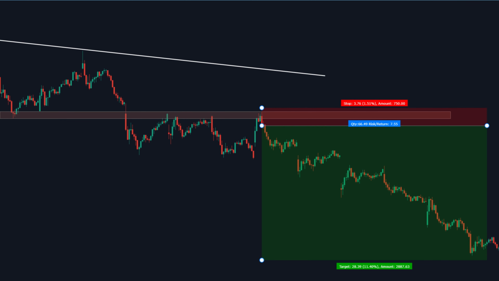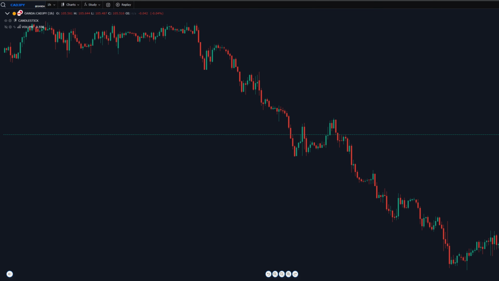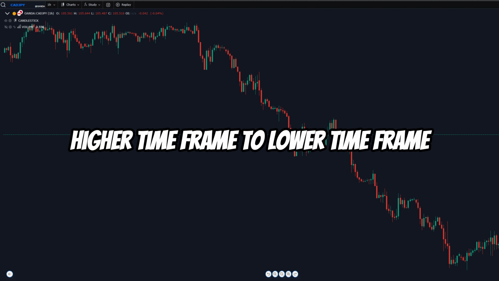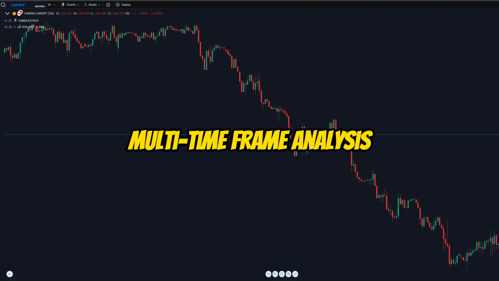In this case, the market fell very nicely, but as a realistic trader you must always aim for a 1:2 ratio trade. How I like to take my target is I always aim for the previous low. Let us see one more example where we enter a trade from a higher time frame to a lower time frame. This is also called multi-timeframe analysis.